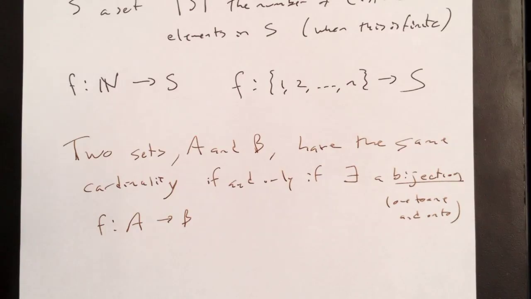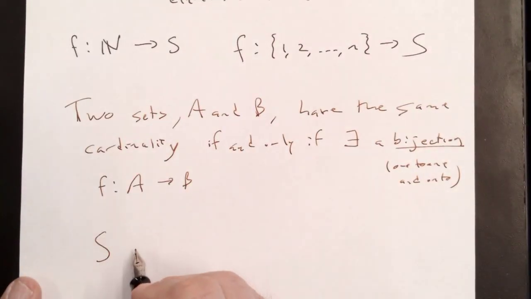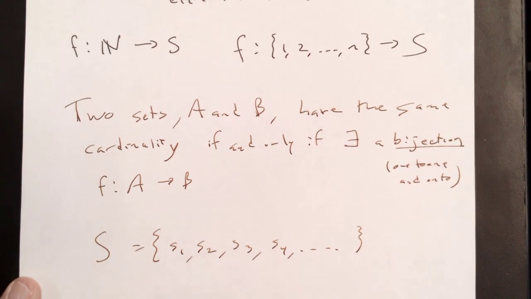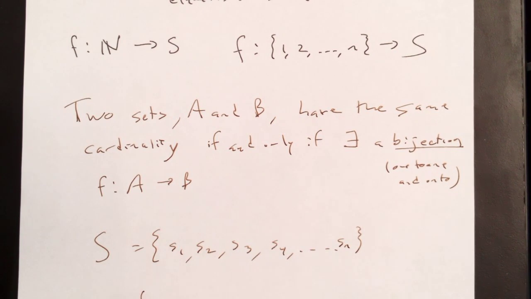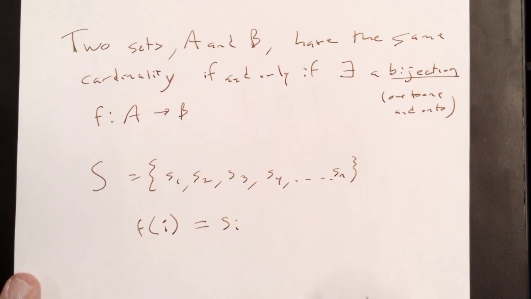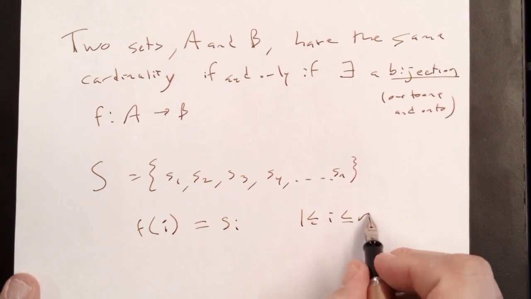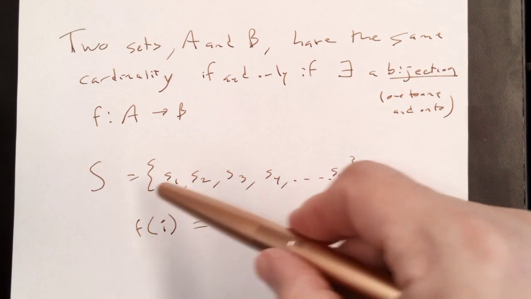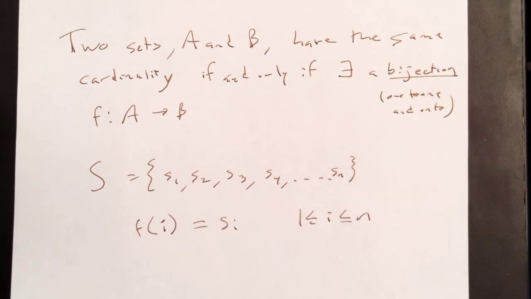I could literally take my elements of S and write them like that, up to the last one, where f(i) is s_i, 1 less than or equal to i less than or equal to n. If you know the first thing, we'll call that f(1). The second thing, we'll call that f(2). That function is definitely 1 to 1. If S is finite, I've hit all of them.